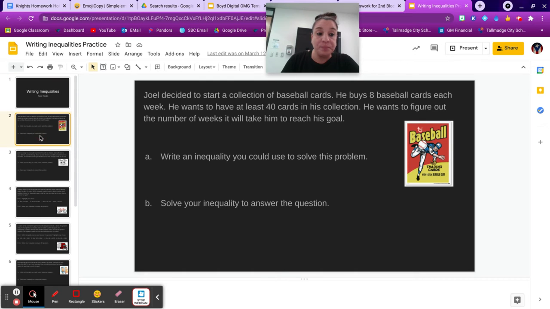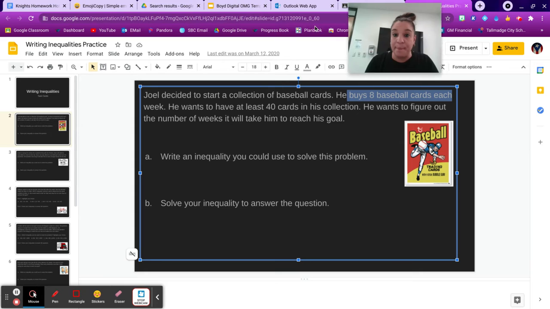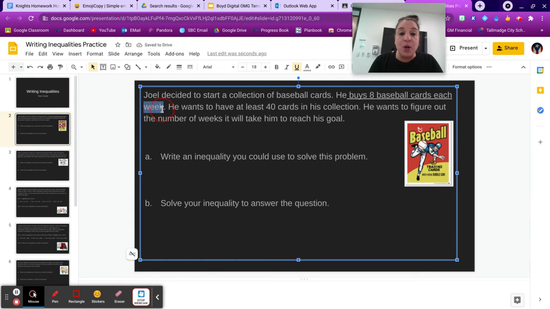So here we go. If we look at the first one, it says Joel decided to start a collection of baseball cards. He buys 8 baseball cards every week. So I feel like that's pretty important, so I'm going to underline it. And he buys 8 baseball cards every week. So I feel like that's important.